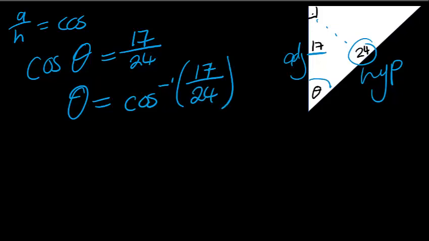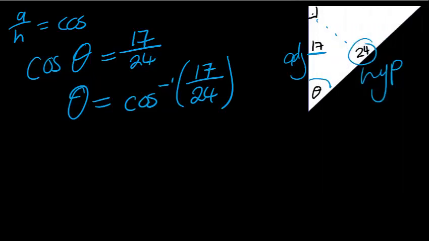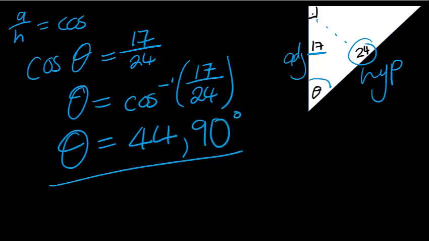Calculator, shift cos 17 over 24, close bracket, is equal to 44.90 to 2 decimal places. Theta is 44.90 degrees. I include that 0 because I want 2 decimal places. Next question. This is theta.